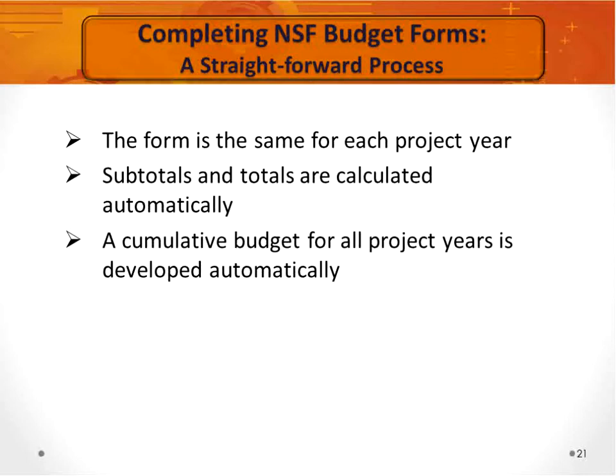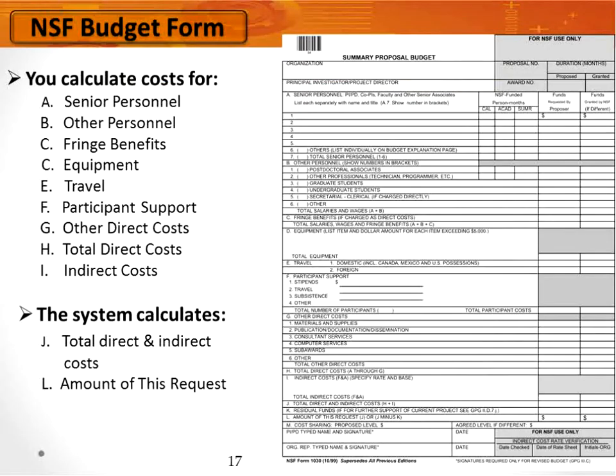Here are just a few pointers as you go through the budget form preparation process. First, the form will be in the same format for each year. So once you've got it figured out, that's a good thing because you can do the same thing year after year. Subtotals and totals are calculated automatically provided you select Calculate, and at the end of the page, click Save. The Fastlane system will transfer totals in each category, and it prepares the cumulative budget page for you automatically. This is not something you have to do.